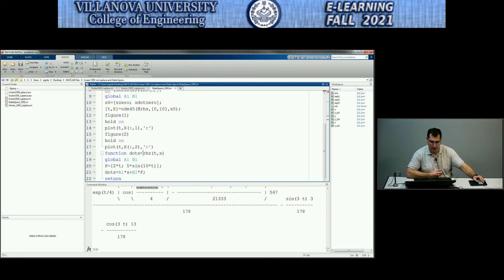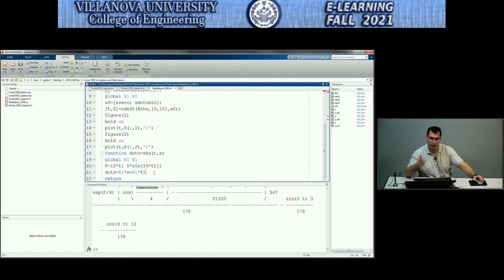That subroutine RHS is going to have two variables, t and x. T stands for time, and your right-hand side f of t is defined precisely as this. I made it up: the first component of the f function will be 2t, and the other one is 5 times sine of 10t. It depends on the problem, obviously. And my right-hand side is A tilde times x, or A1 times x, plus B1 times f. So that's consistent with what we had before.